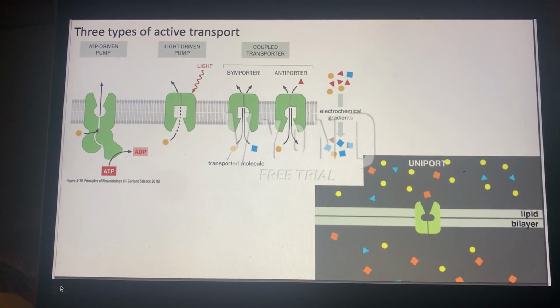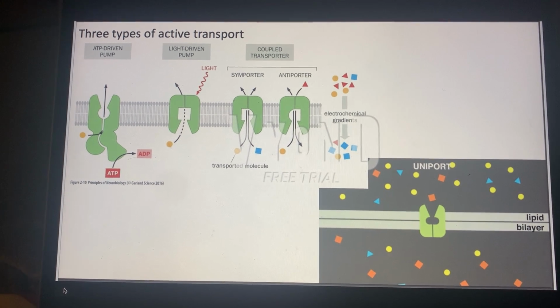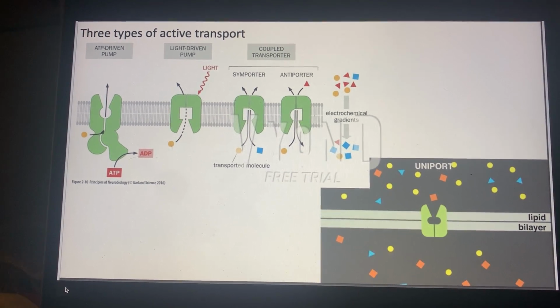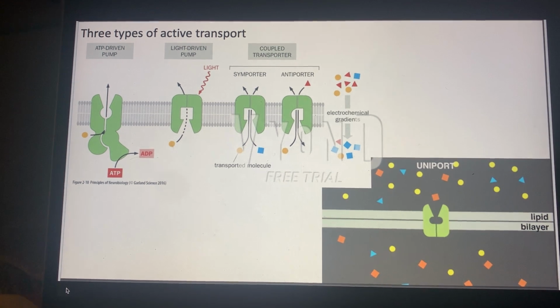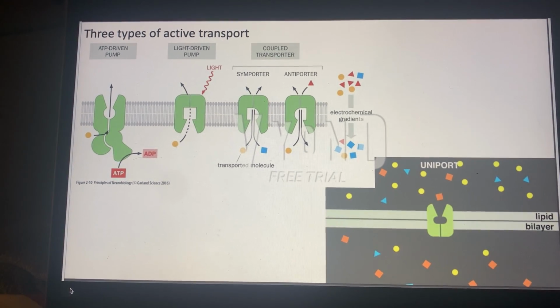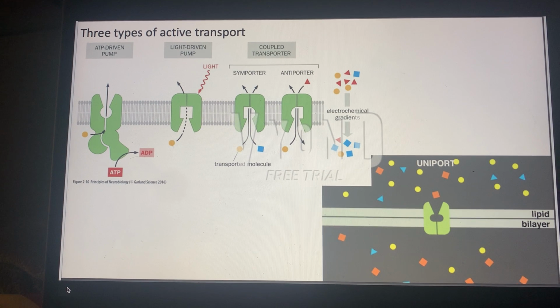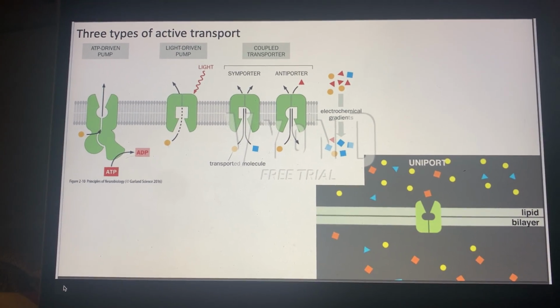Now, an example of the antiport, again, is with that ATP-driven pump. As we see, sodium is moving out, and the potassium is moving in. So these molecules are going against each other, as one is going out and one is going in. However, both these molecules are moving against their concentration gradients, and therefore this is an example of primary active transport.